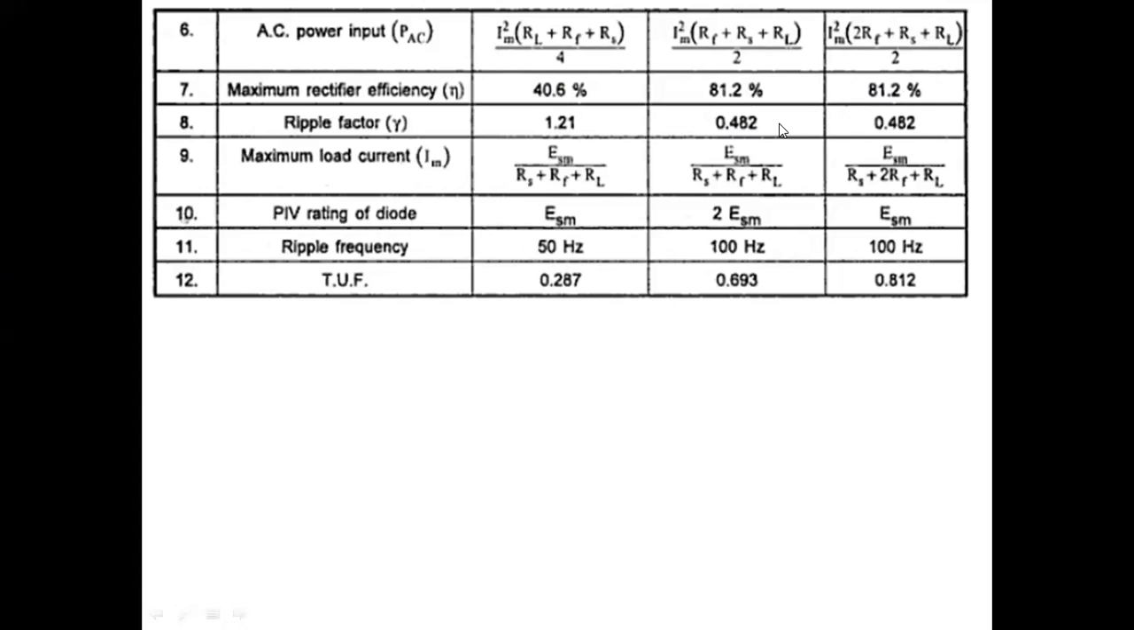And the ripple factor is also decreased. In the half wave rectifier it is 1.21, whereas for the full wave rectifier it is 0.48. So ripples were decreased.